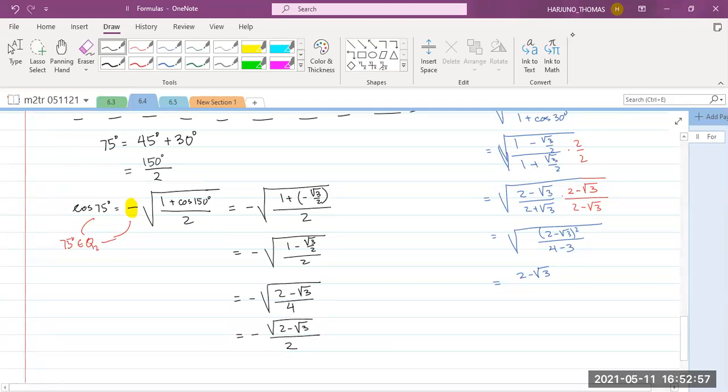Cosine 75 degrees is negative, yes, because 75, oh, hold on. No, it's positive, huh? Oh, my bad. You're right. I have 115 in mind. Sorry. So I already made a mistake here. 75 degrees is not in quadrant 2. Oh, I have 105 degrees in mind. So no, this is wrong. This is quadrant 1.